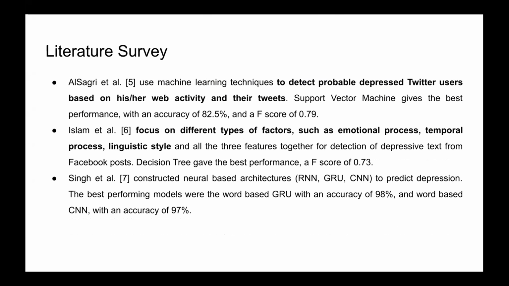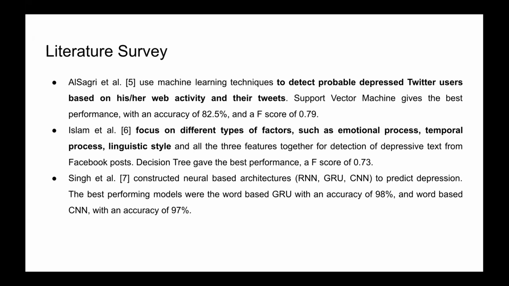We studied different papers for this, but some of them are mentioned here in our literature survey. Al-Sagri used machine learning techniques like SVM, CNN, etc. to detect probable depressed Twitter users based on their web activity and their tweets, out of which SVM, support vector machine, gave the best performance with an accuracy of 82.5% and an F-score of 0.79.